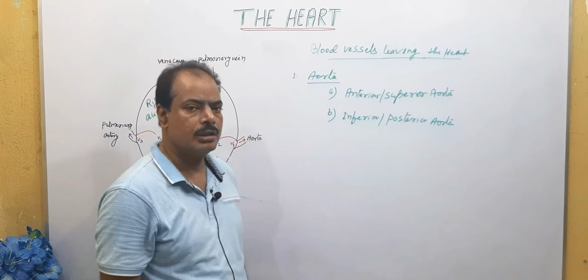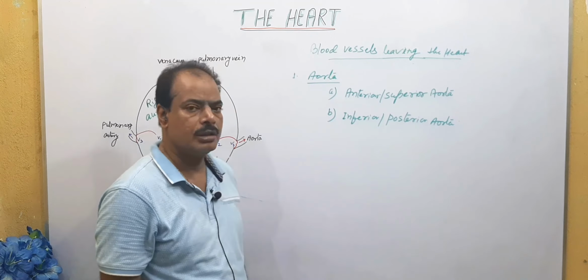Second is pulmonary artery. Usually arteries carry oxygenated blood, but here pulmonary artery is again the exceptional artery. It carries deoxygenated blood from right ventricle to the lungs for oxygenation.